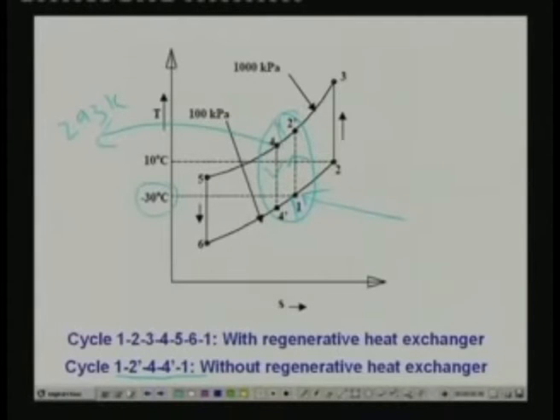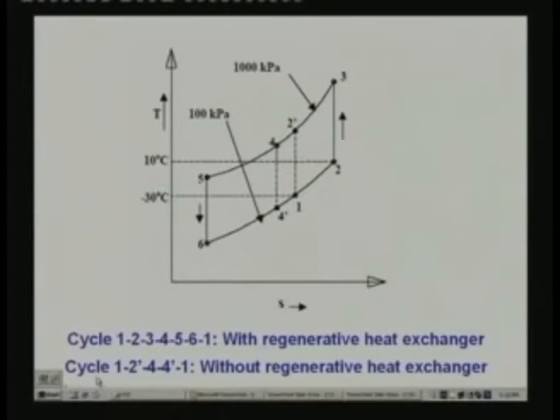We have to find out the remaining temperatures, and since the pressures are the same, 100 kilopascal here and 1000 kilopascal, we can find out T2 dash, which is nothing but T1 into (P2 dash divided by P1) to the power of (gamma minus 1) by gamma. Similarly, T4 dash is T4 into (P1 by P4) to the power of (gamma minus 1) by gamma. All the pressures are known, T1 and T4 are known, so we can find out T2 dash and T4 dash. Okay, so that is what is done.